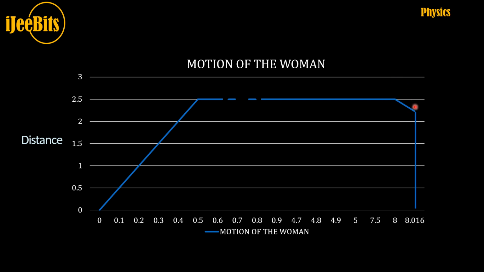After 8 hours she takes auto and comes home. The auto speed is 25 km per hour. The auto travels the same distance, 2.5 kilometers, and it took 0.1 hour, which is 6 minutes. In 6 minutes she reaches home. That is the motion of the woman. So this is how we calculate, knowing the measurements of distances and the time taken with a particular speed.